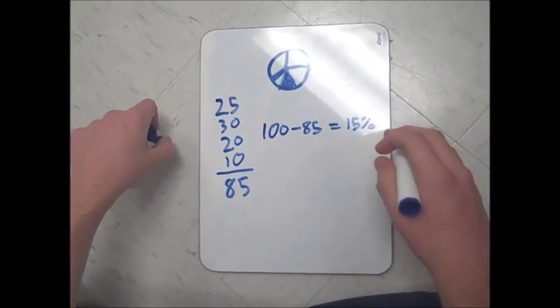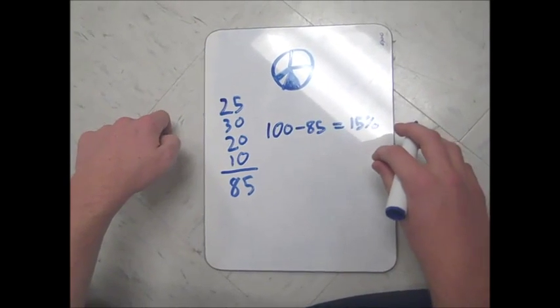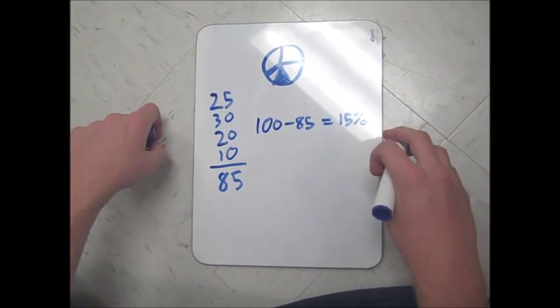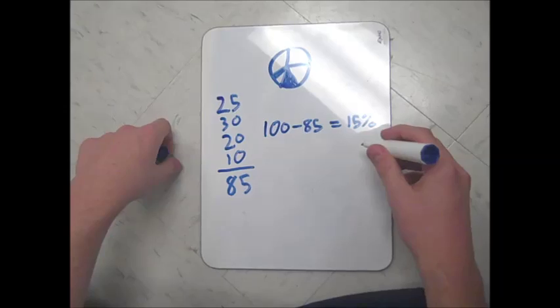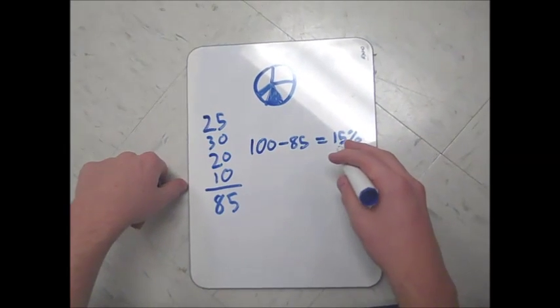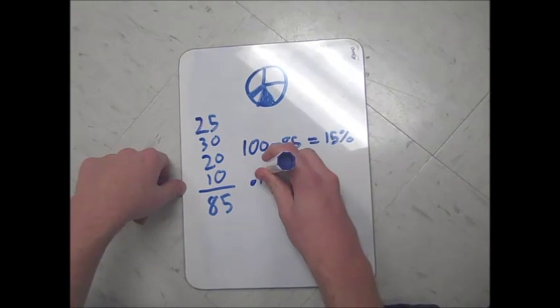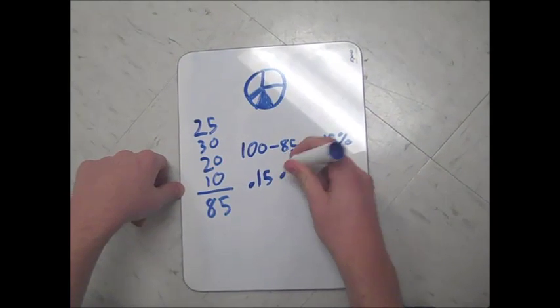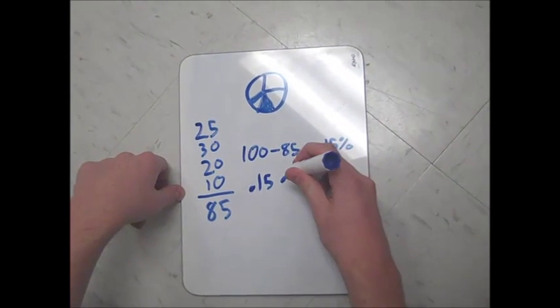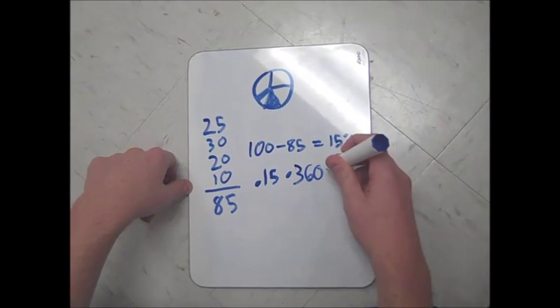Now, 15 is one of your answer choices, but that is not correct. We're looking for a degree measure, not a percent measure. To find 15% of that whole circle, we'll multiply 15%, which is 0.15, by the degree measure of a circle, which is 360 degrees.